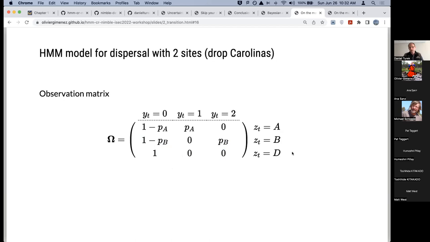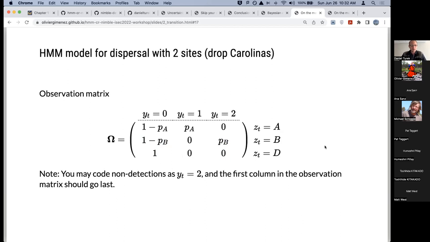And these 2 things, the gamma matrix, the transition matrix, and omega, are the ingredients of this HMM. If you can write this in the model code, then you can formulate this model and have a multi-site model with geese moving between different sites.